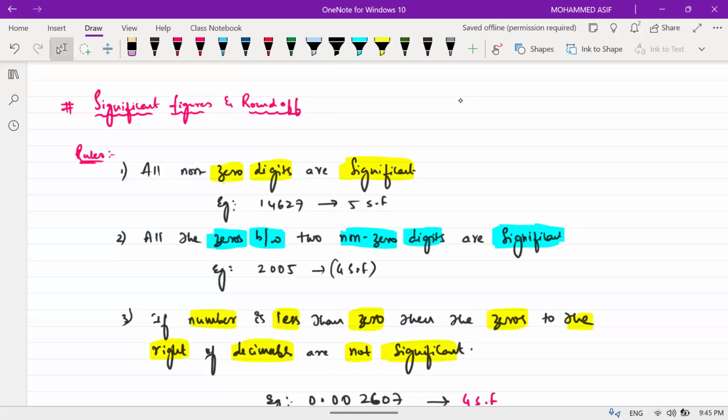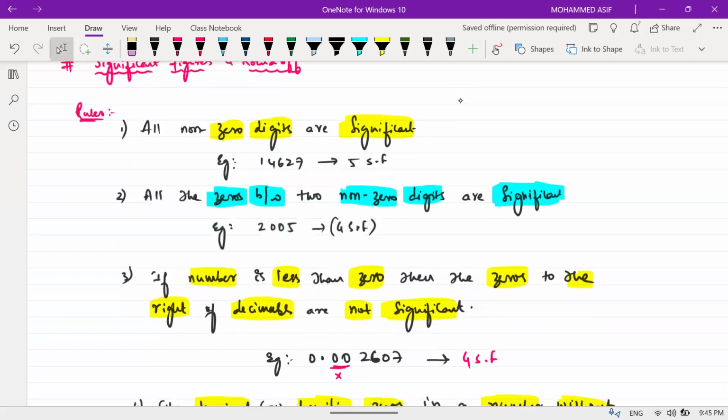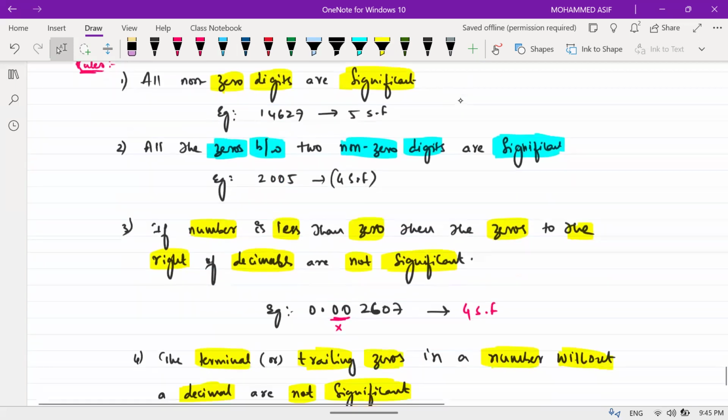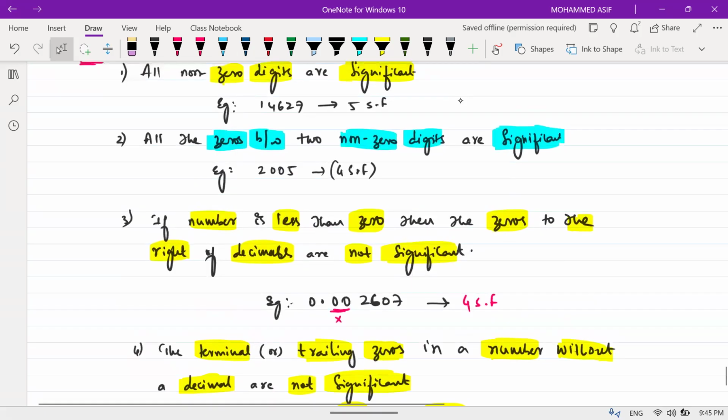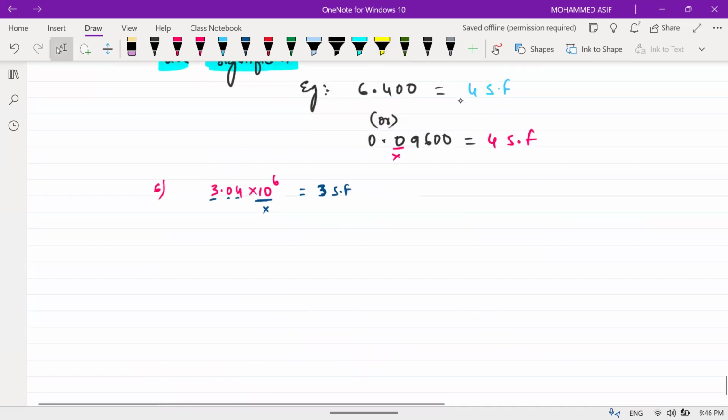First, all non-zero digits are significant. And all zeros between two non-zero digits are also significant. Then the third point, important: if the number is less than 1, then zeros to the right of the decimal are not significant. In this number, which is lesser than 1, whatever zeros are there after the decimal are not significant, so remove them. The number of significant figures will be 2607, that is 4. The fourth and fifth points I just told you, and the sixth point is that any number with a power is always non-significant. Am I clear?